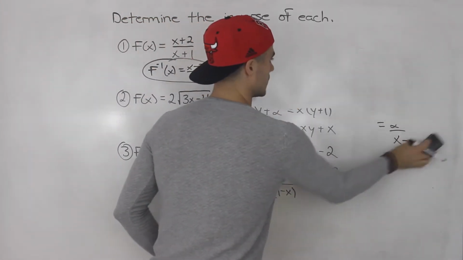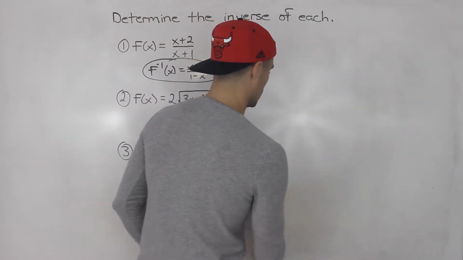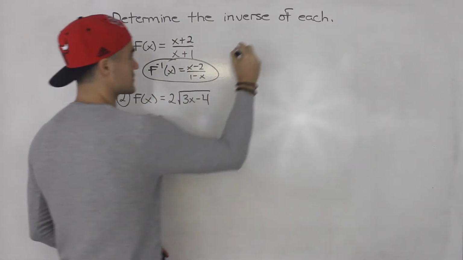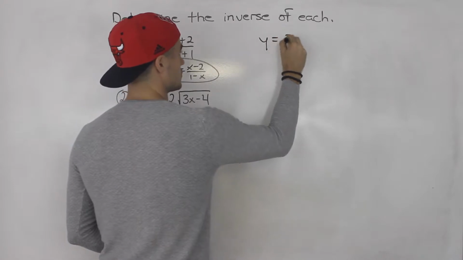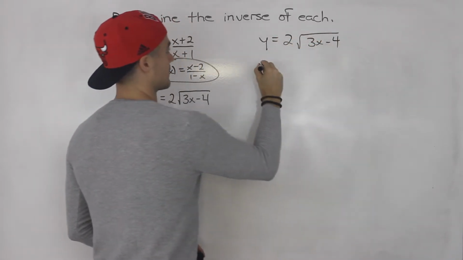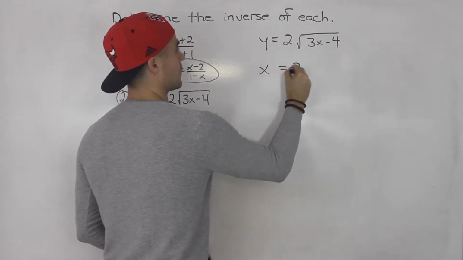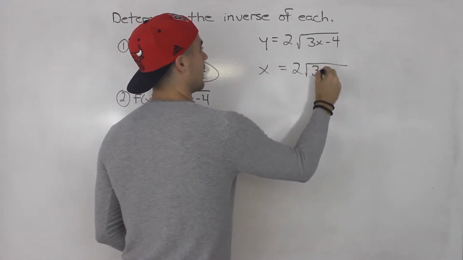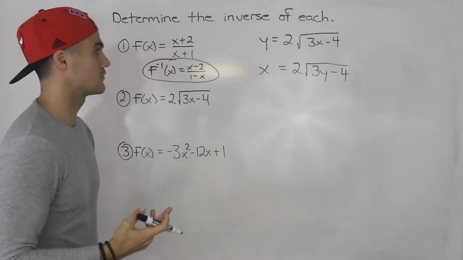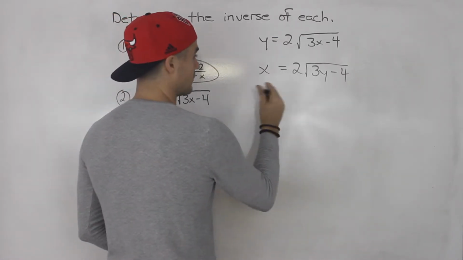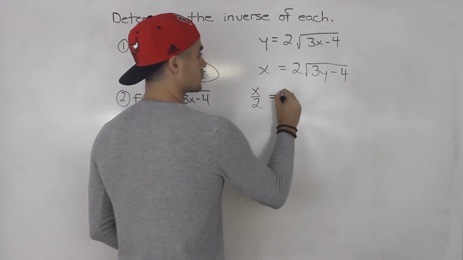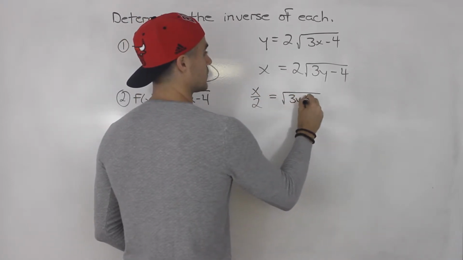Okay, moving on to number 2. We got f of x equals 2 root 3x minus 4. So y equals 2 root 3x minus 4. Same thing. I switch the x and y's and isolate for that y to get the equation of the inverse. So I'm going to divide both sides by 2, so we'll have x over 2 equals the square root of 3y minus 4.